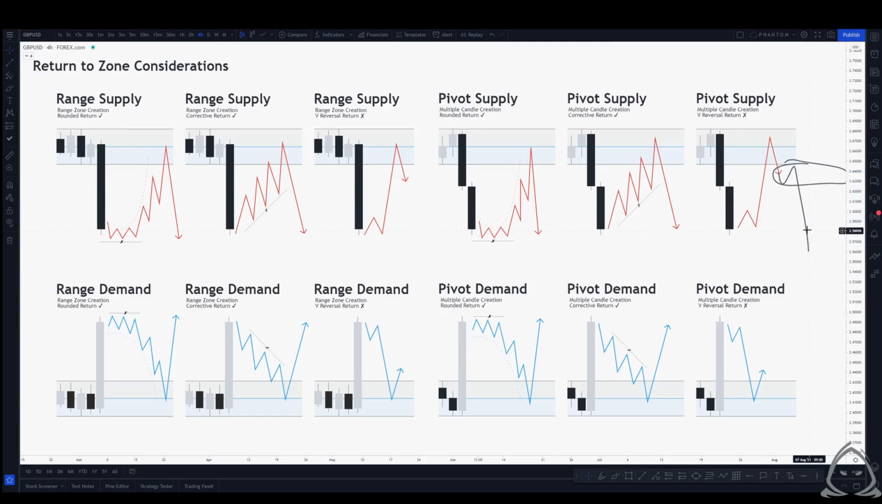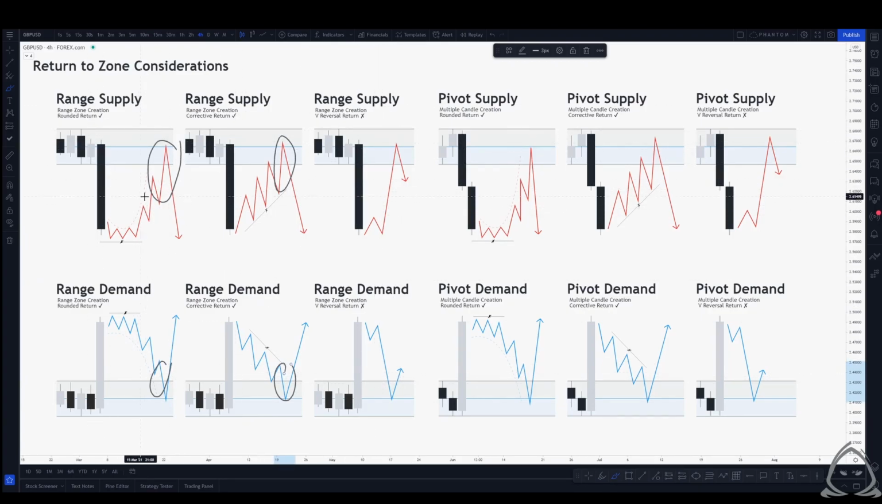And one final thing that I wanted to touch on in regards to return to zone considerations: what you'll often see on the zones that play out the most, and this may sound a little bit confusing initially because I had just said that the V reversal, or that aggressive move back into a supply or demand zone, tends to be lower probability, is if we're looking at, say, a rounded return or corrective return, and that last leg into the supply or demand zone is relatively impulsive, we see a move that almost puts you off.